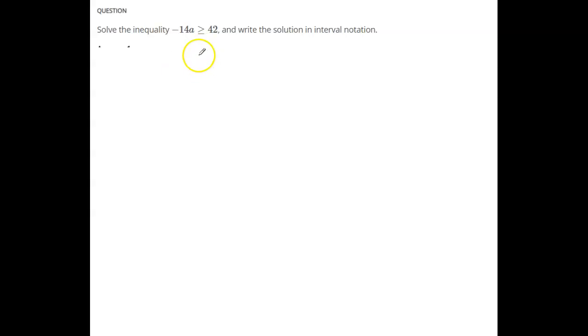So solving inequalities like this, we will want to get the letter by itself, like with algebra if we were solving with an equal sign. Same thing with an inequality, we want to get the letter by itself. So divide both sides by a negative 14 here. And anytime you divide or multiply both sides by a negative, you need to flip the sign around. So dividing on the left side by a negative, it'll just leave us with a by negative 14, and the right side would turn into a negative 3, 42 divided by negative 14. So a is any number less than or equal to negative 3.